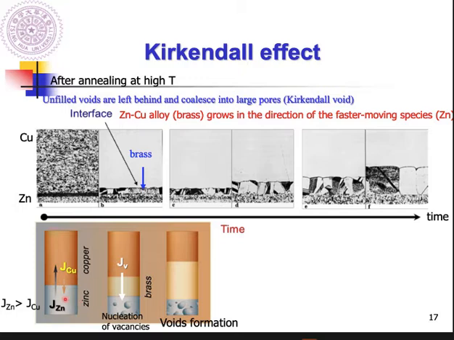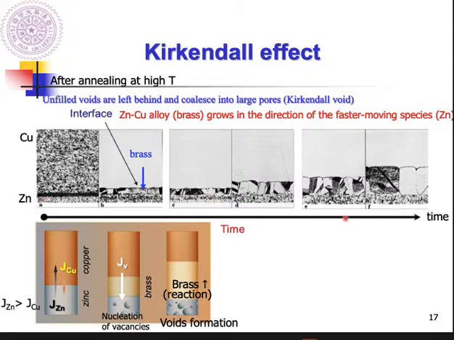And as we mentioned, the diffusion also happens at the interface. So this will form some new compound. This is the zinc copper alloy. We call it brass. You can observe the brass during the diffusion. The brass gets thicker and thicker. This is the chemical reaction. So this is the experimental observation.